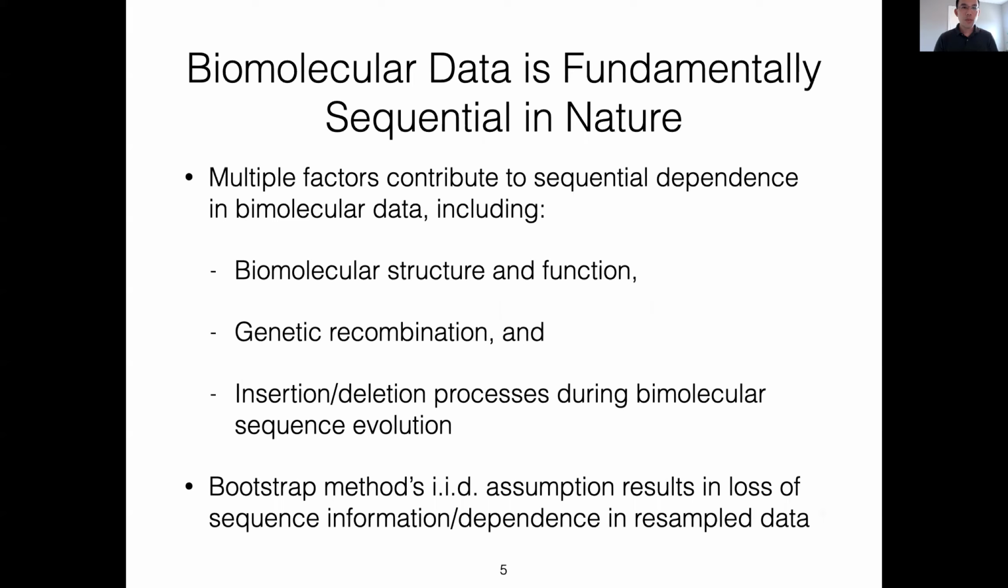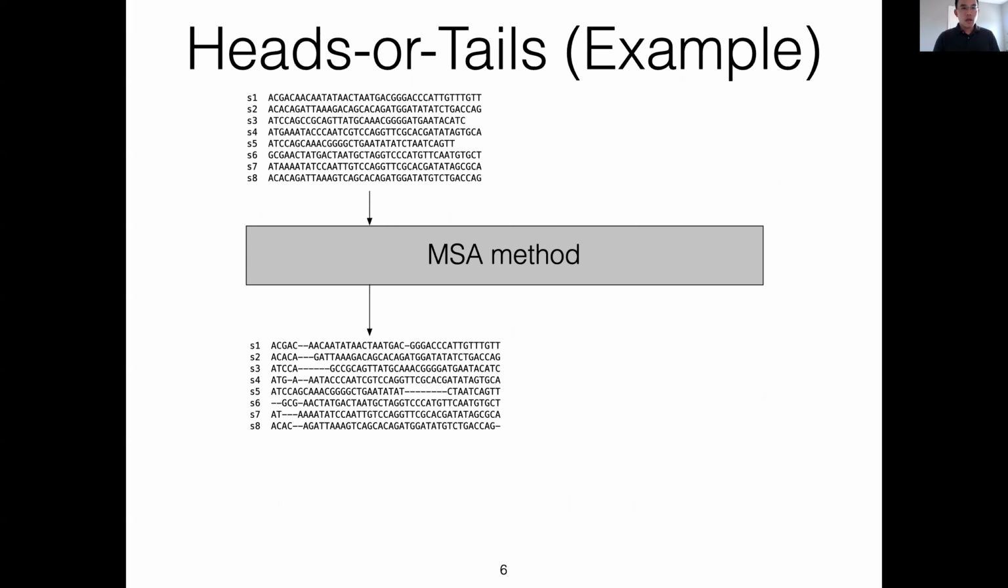As I mentioned, the application of bootstrap in this context requires the assumption that your data are IID. But there are a number of factors why this is an oversimplification when it comes to biomolecular sequence data. These include biomolecular structure and function, recombination, as well as sequence insertion and deletion processes, among others. In each of these cases, the assumption that your data are IID is really limiting. And so the loss of the sequential nature of your data is a problem when it comes to bootstrap resampling.